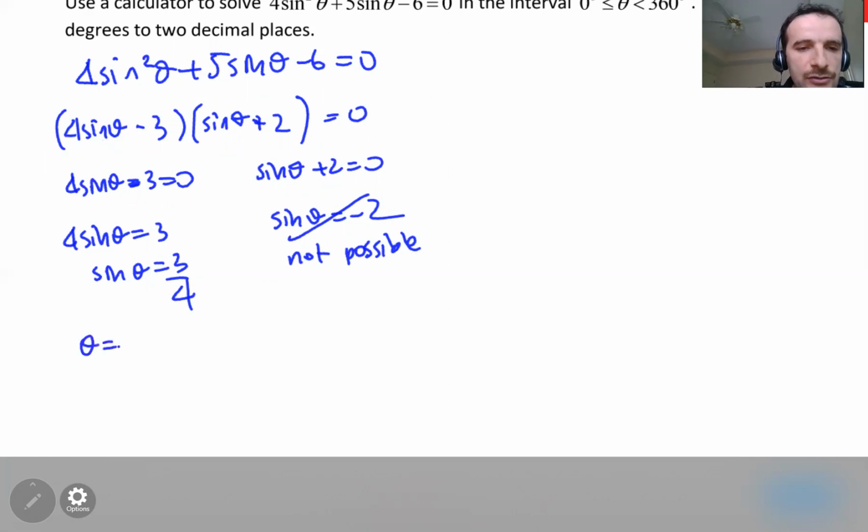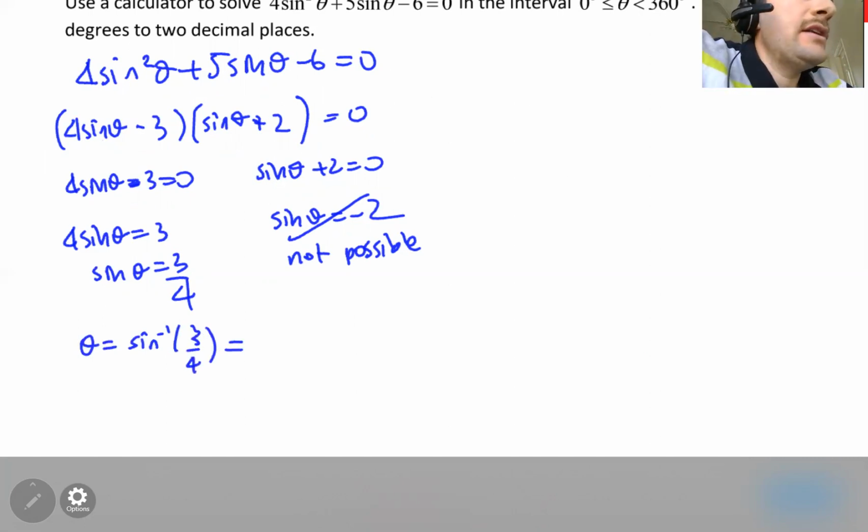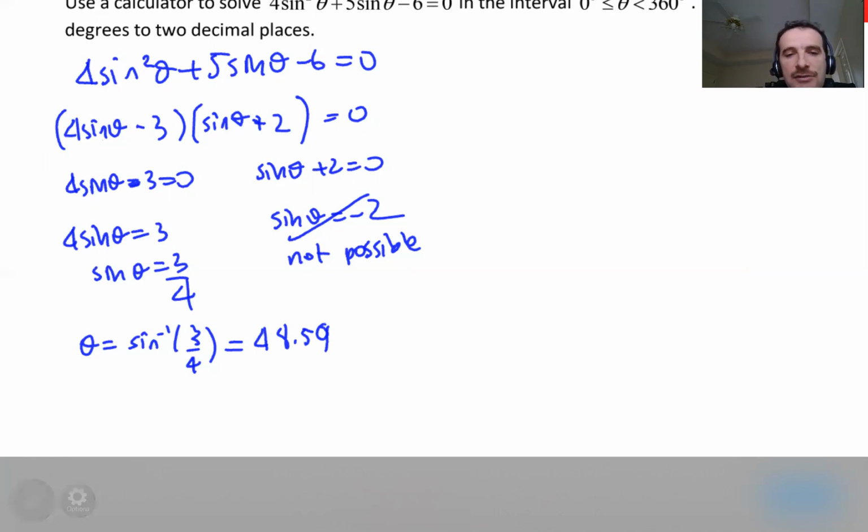So theta is equal to sine inverse of 3 over 4. What is that? Let me use my calculator again. Sine inverse of 3 over 4 is 48.59. Okay, nice. This is one solution. And this is theta, so I don't need to divide by 2 and so on. But as I said, if it is sine, there should be another angle which gives the same sine value.